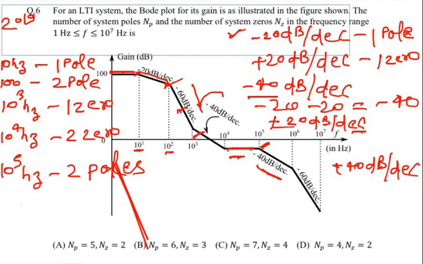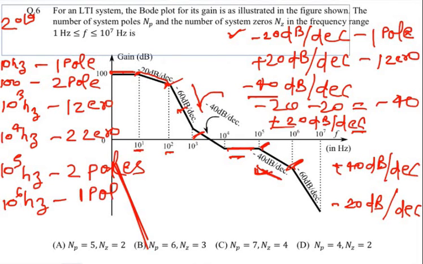Now the next corner frequency is 10 raised power 6 Hz. Now the slope is minus 60 dB per decade. The previous slope was minus 40 dB per decade, which means minus 20 dB per decade slope is adding. So it means 1 pole is introduced at this frequency.